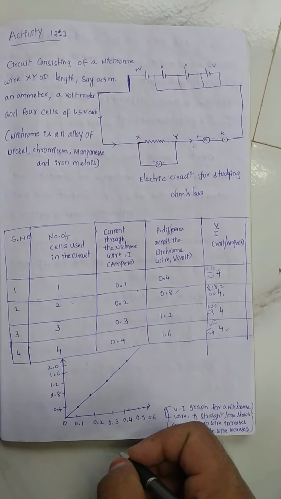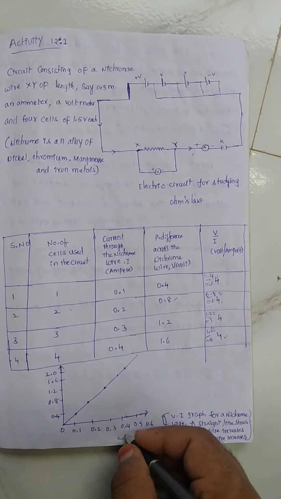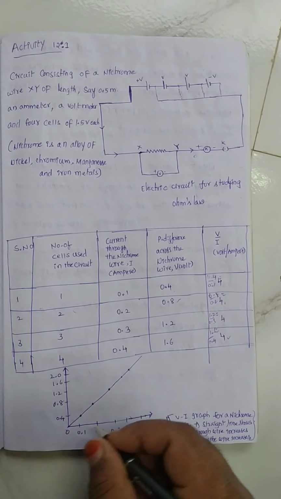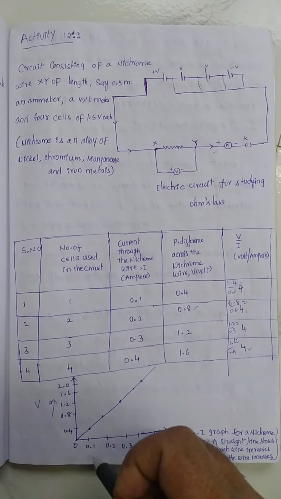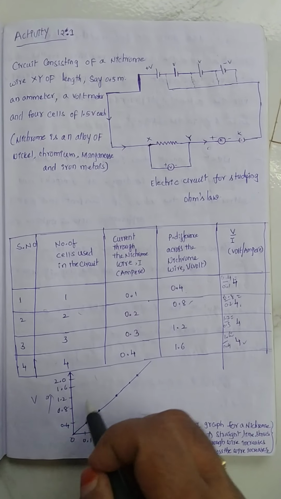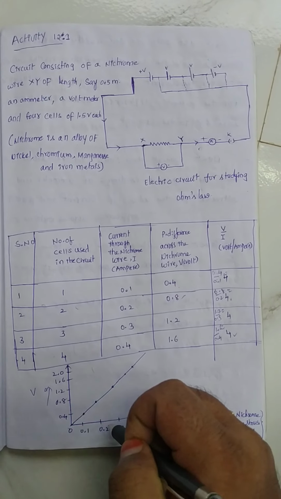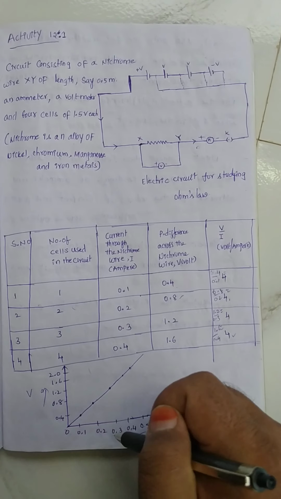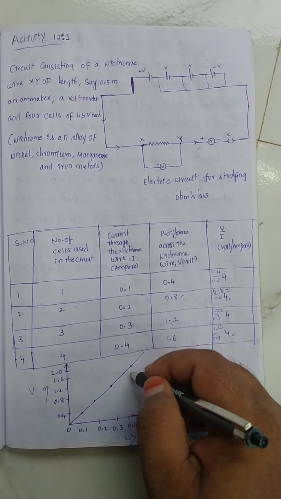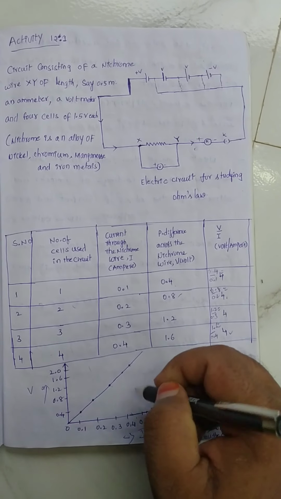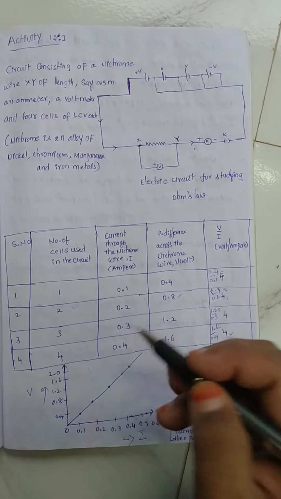On the x-axis I am taking current, and on the y-axis I am taking potential difference. See, at 0.1 it shows 0.4. At 0.2 it shows 0.8. At 0.3 it shows 1.2. At 0.4 it shows 1.6. At 0.5 it shows 2.0. So the graph is a straight line starting from the origin.